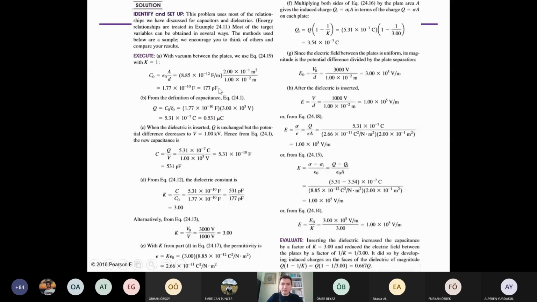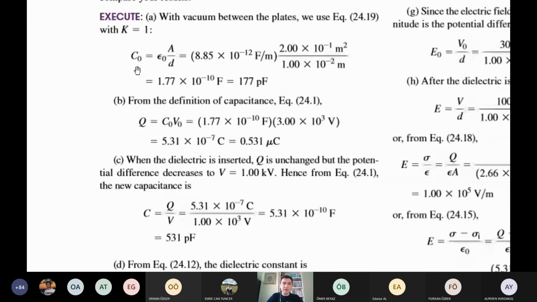C0 is asked. So C0 capacitance, we know from the last lecture, is given by epsilon 0 times A over d, the area of the plates. It is given in the question, this one, and epsilon 0 is a constant, just put it there, and the distance between the plates is also given. Then the capacitance is given as 177 picofarad.